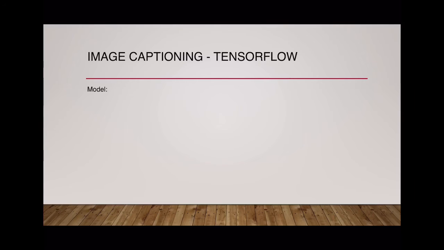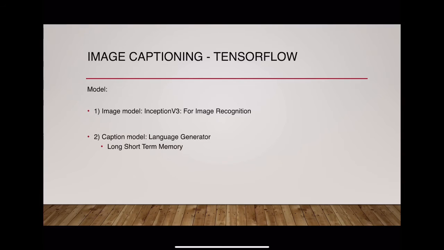The model of the neural network is combined from 2 basic models. The first is the image model. We use Inception V3 for our image recognition. Inception V3 is a pre-trained, small but accurate network, and it is very easy to use in TensorFlow. Then we need to have our own caption model.